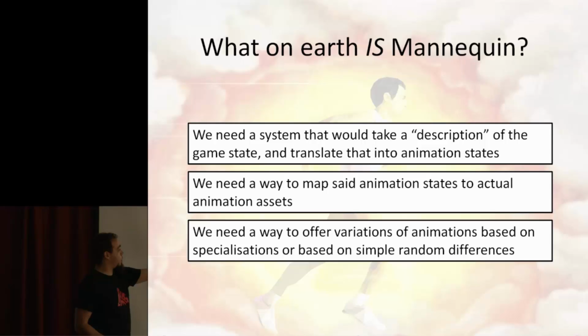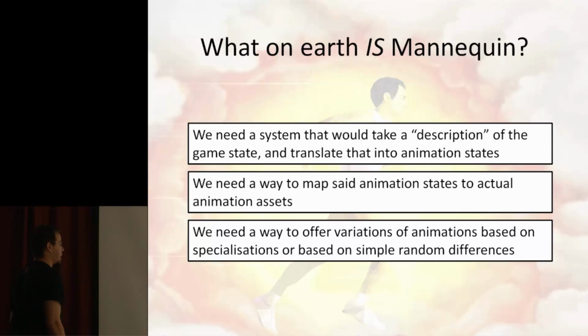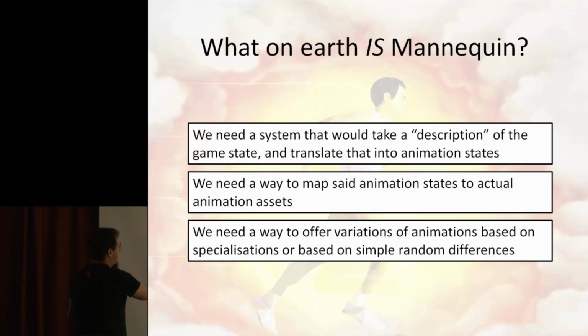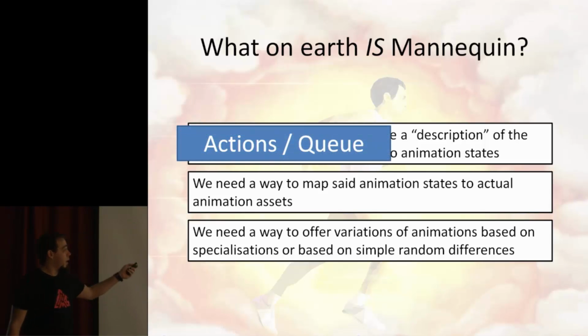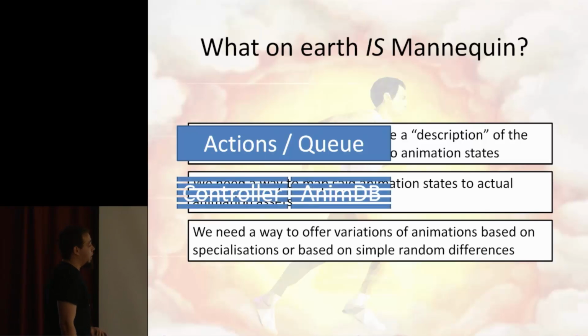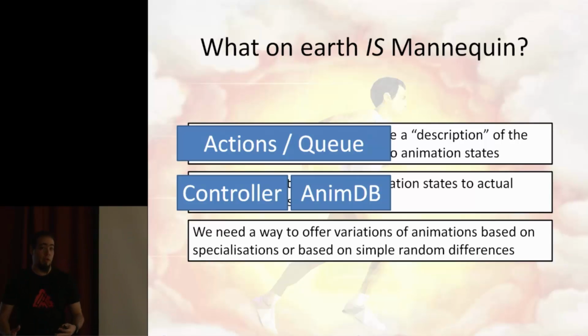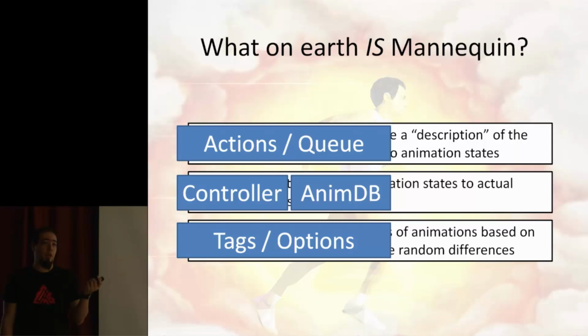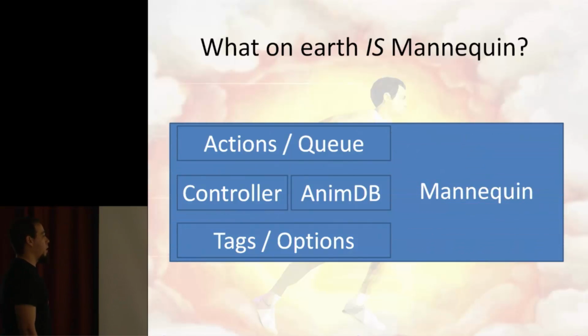A system that would take a description of the game state and translate it into animation states, a way to map said animation states to actual animation assets, and a way to offer animations based on specializations or random differences. And these are Mannequin. The first one is basically called the actions, or what Mannequin considers fragments. And it is managed through a queue. The next one is a mix of something called the controller, the action controller, or the action controller definition file more commonly, and an animation database. And the last one is called a tag, which affects something called options. These are Mannequin. Not one of them, but all of them. Also not the editor.